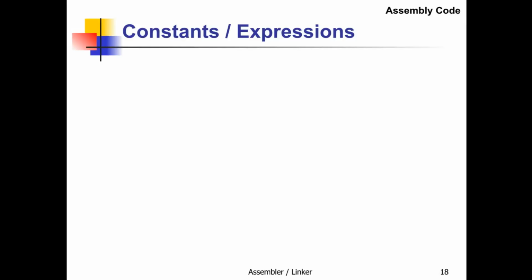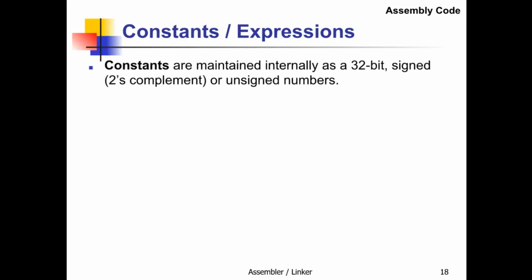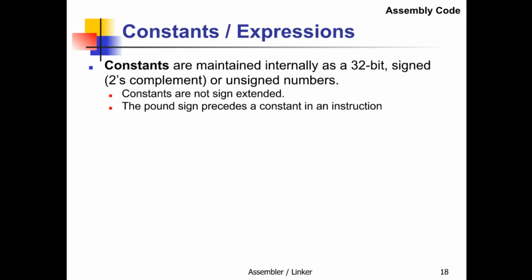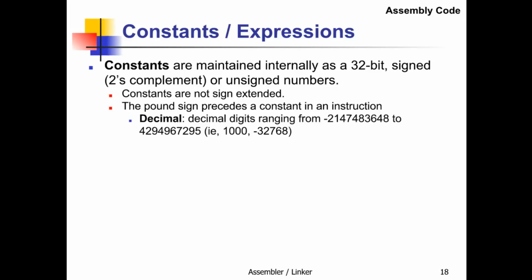Now let's look at constants and expressions. Constants are maintained internally as 32-bit signed, 2's complement, or unsigned numbers. Constants are not sign extended. The pound sign immediately precedes a constant as in an instruction. That means the immediate sign, the number sign we've been using. Decimal digits range from a really big negative number to a really big positive number. That's how many you can go in 32 bits, basically.